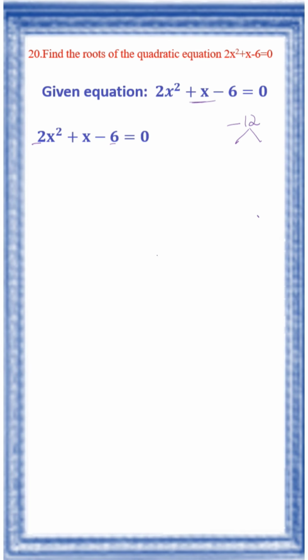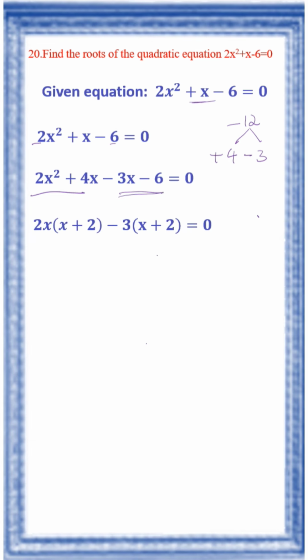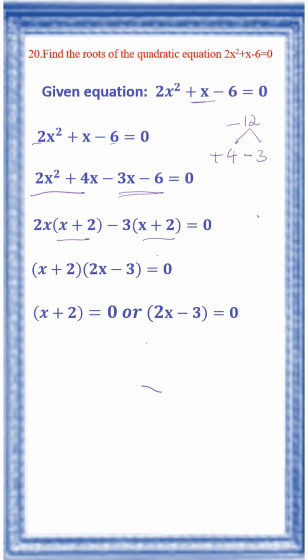What? x means 4 into 3, plus 4 minus 3. We get positive of x. So now let us write like this. Group: here 2x is common, here 3 is common. So here x plus 2 into 2x minus 3 is equal to 0. x is equal to negative of 2, or x is equal to 3 by 2. These are the solutions of the equation.